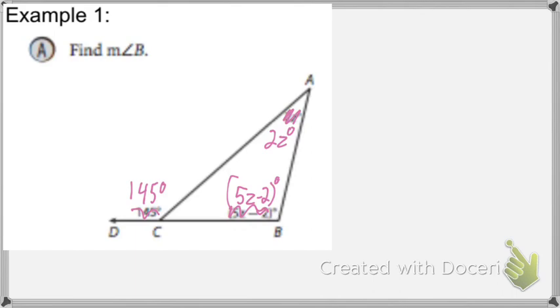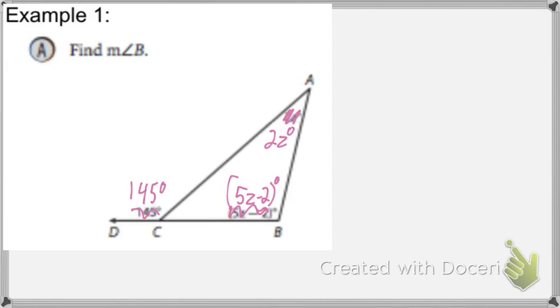So we have 145 degrees down here on the outside, the exterior angle. Angle A is 2z degrees. Angle B is 5z minus 2 degrees. Now, do we have an exterior angle? Yes. And we want to find the measure of angle B. Well, we know it's 5z minus 2. What are we going to need to do in order to find what the angle is? We're going to have to find z first to plug it in.